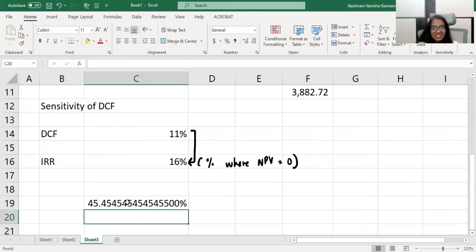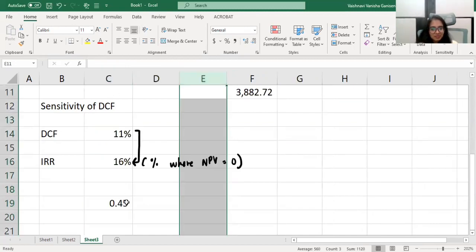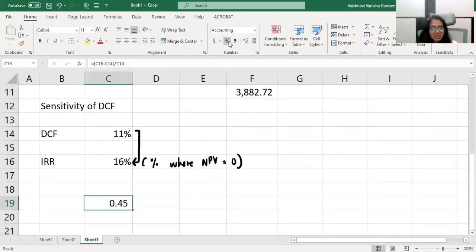So the percentage of change, I don't know why it became like this. Okay, the percentage of change should be 45%. So the discount factor will need to change by 45% before your NPV becomes zero.